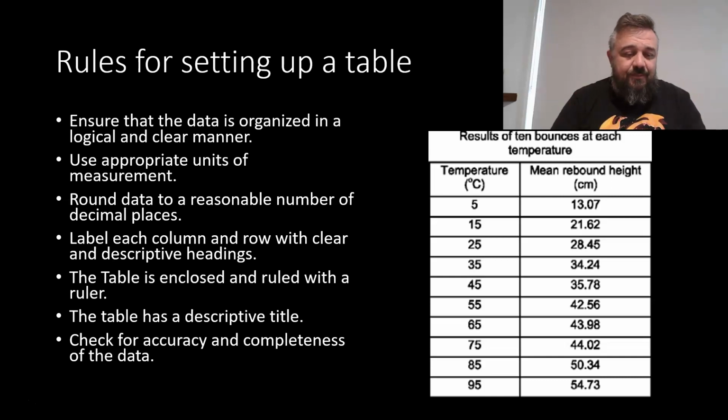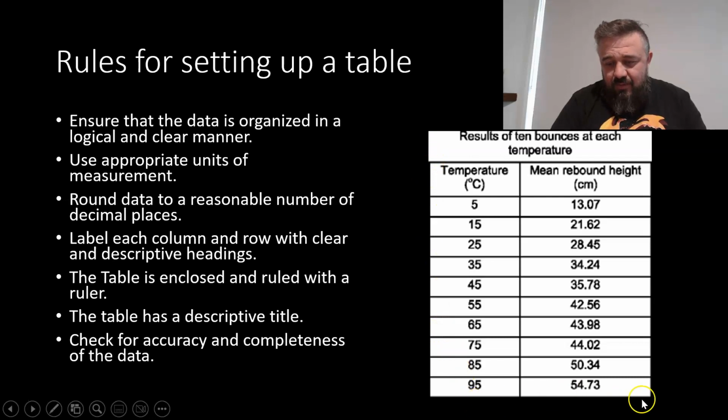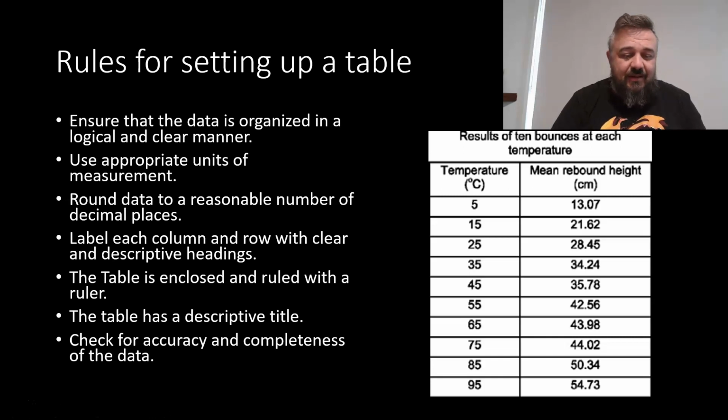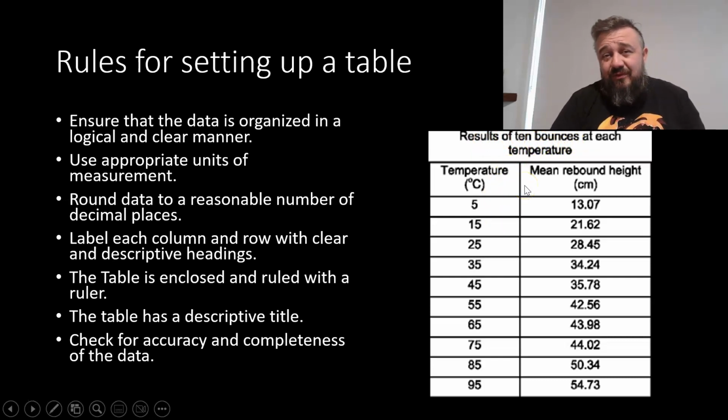What is reasonable? The table is enclosed. See how you can see a border here? We always enclose our tables. And we use a ruler to do that, or the computer, but we always enclose our tables. Label each column. The table has a clear descriptive title, and that descriptive title should mention both the independent and dependent variables. And then when we're finished, we want to check for accuracy.